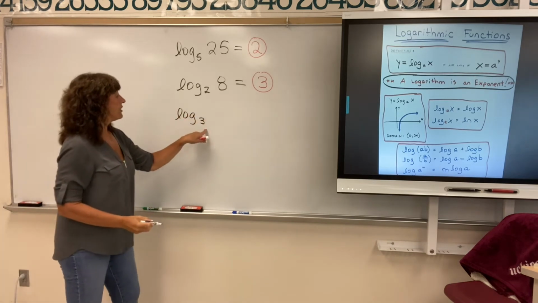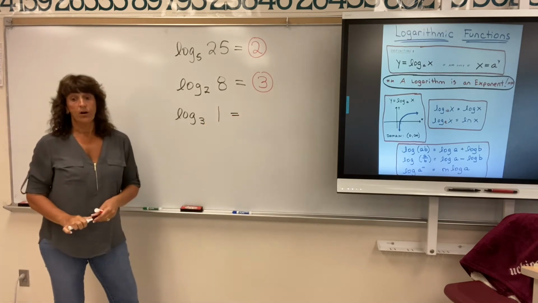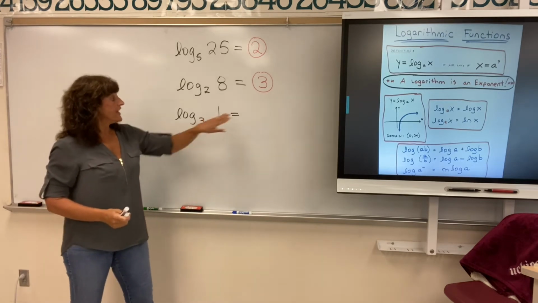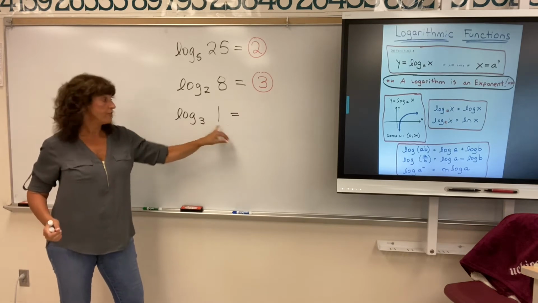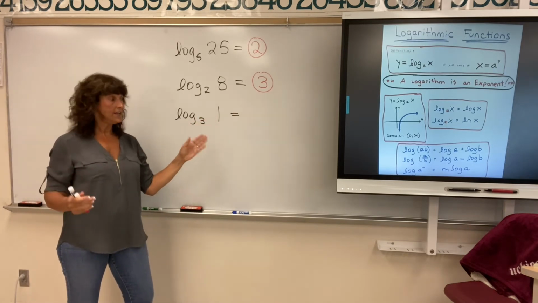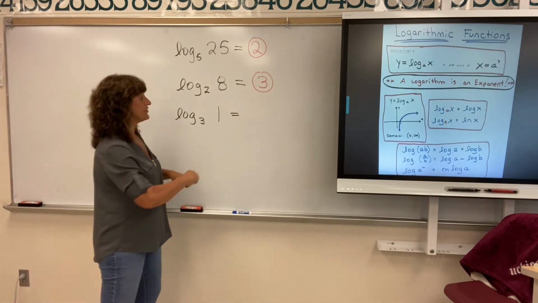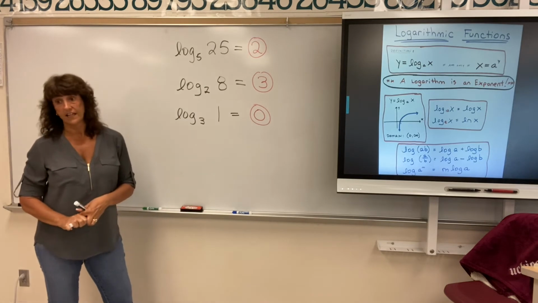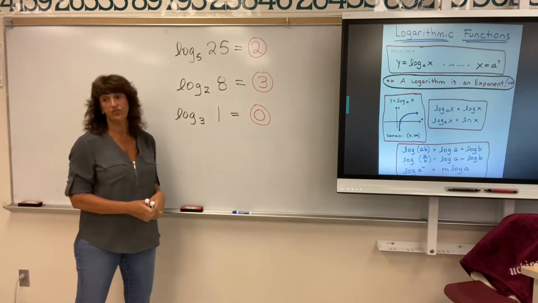All right, so how about log base 3 of 1? What is the exponent that goes on this base to give us 1? 3 raised to what power? Any number for that matter raised to what power gives us 1? 3 raised to the 0 power. We talked about that in our last video on exponential functions. So 3 raised to the 0 power gives you 1.